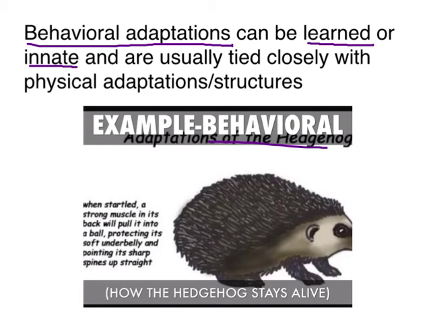But what you do need to know is that these behavioral adaptations are closely tied with the physical adaptations and structures, okay? So this hedgehog pulling into a ball wouldn't do it a whole lot of good if it didn't have also these physical structures, these spines here, for protection, okay? So that's just adaptation. Hopefully, that's a pretty easy topic for you. We'll get into this more. We'll talk more about adaptations as we get into natural selection next.